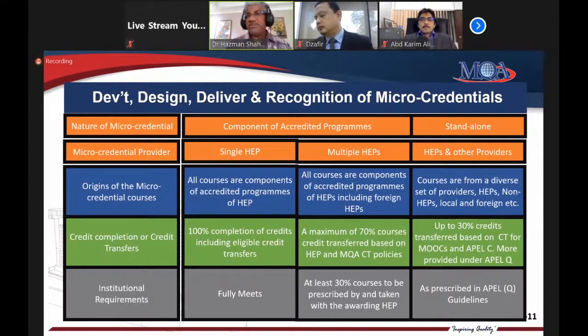They can do this up to 70% of the credits in the degree. And that extra 30% is something that you have to take with that particular awarding HEP.